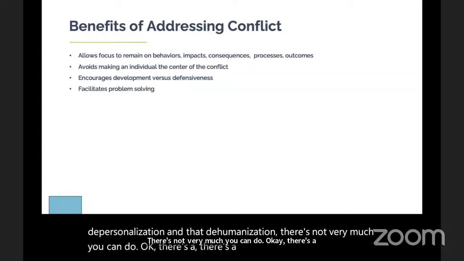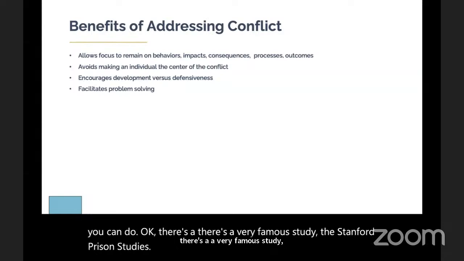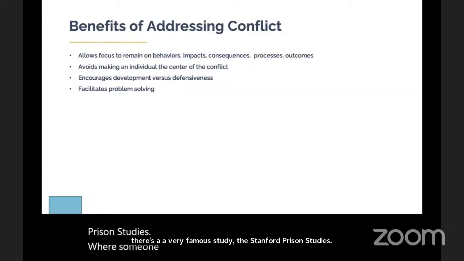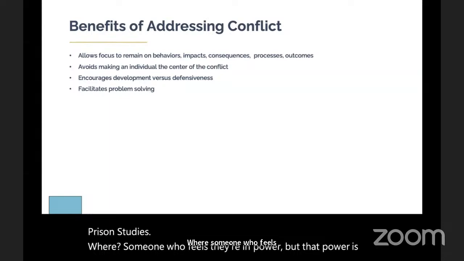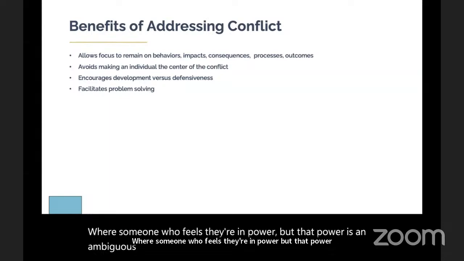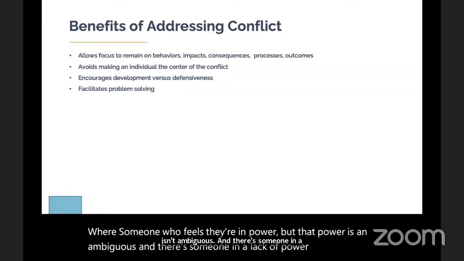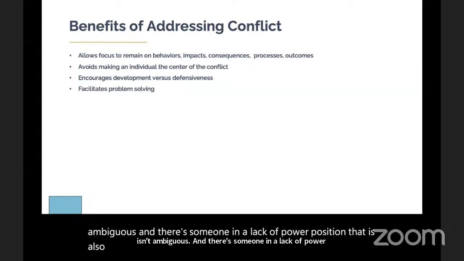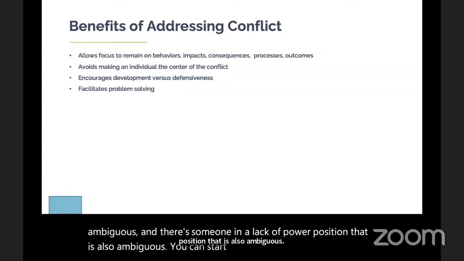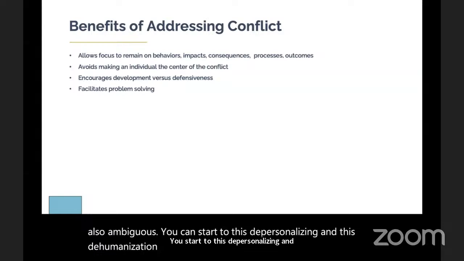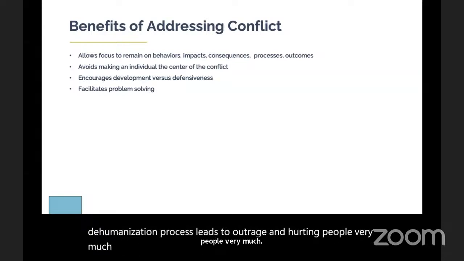A very famous study, the Stanford prison study, where someone who feels they're in power, but that power is ambiguous, and there's someone in a lack of power position that is also ambiguous, you start to see this depersonalizing and this dehumanization process lead to outrage and hurting people very much. And so watch out for those kinds of situations.